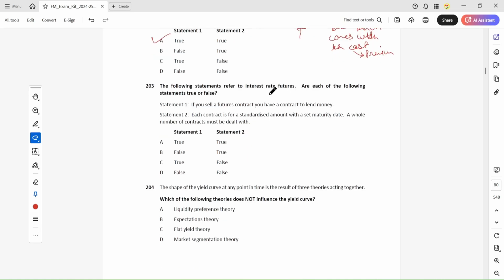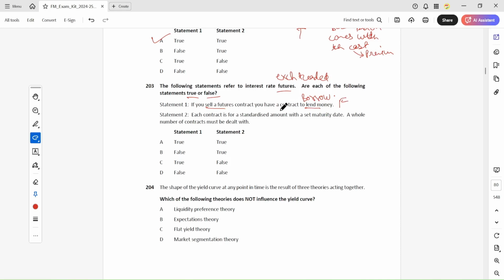The following statement refers to interest rate futures. Futures are exchange traded. Remember, exchange traded. Are each of the following statements true or false? If you sell a futures contract, you have a contract to lend money. No, you have a contract to borrow money. Sell futures means you have a contract to borrow money.